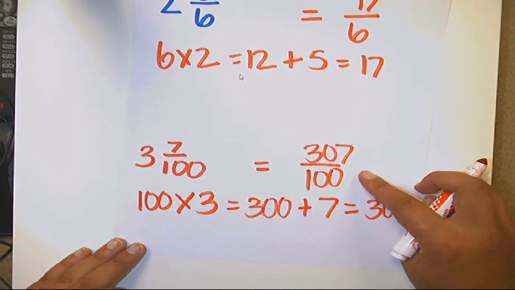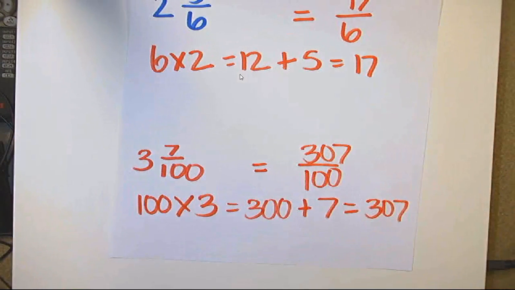307/100. So again, if you have any questions, go through your workbook, go through the student resources on the Evolve website, and if you have any other questions on turning a mixed number into an improper fraction, just call or email me.